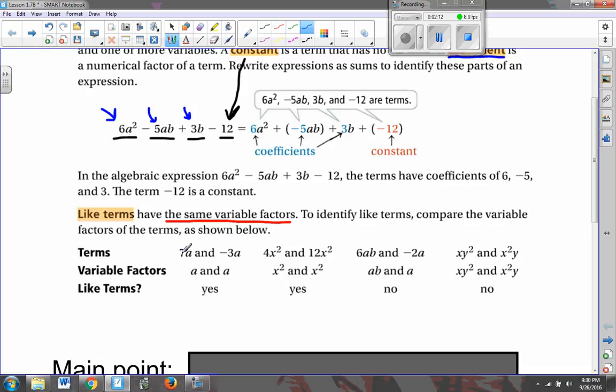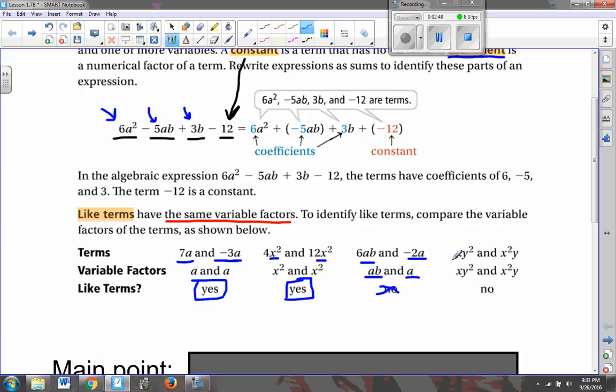In the first one we see a 7a and a -3a. Both of those have an a, so absolutely they are like terms. In the next example, we see a 4x squared and a 12x squared. Both of them have an x squared, so yes, those are like terms and we could combine them. The next example, we see 6ab and -2a. The 6ab has an a and a b, and the -2a only has an a, so no, those are not like terms because one has an a and a b, the other just has an a.